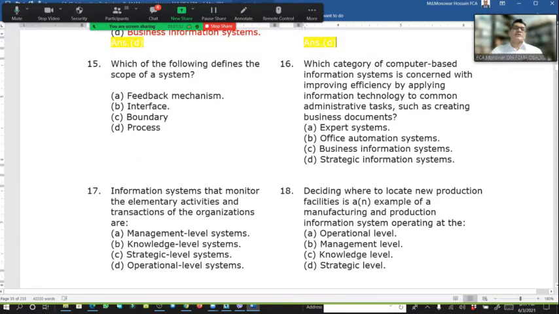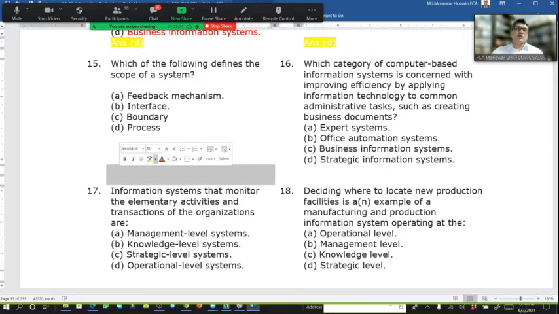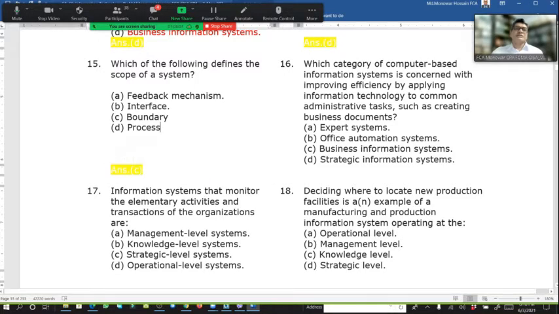15. Which of the following defines the scope of a system? A feedback mechanism, interface, boundary, or process. We know that all systems have a boundary, and here the boundary is the scope of the system, where the work can be done within that boundary.